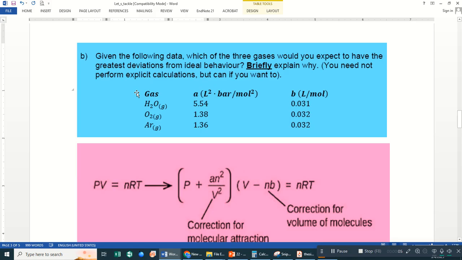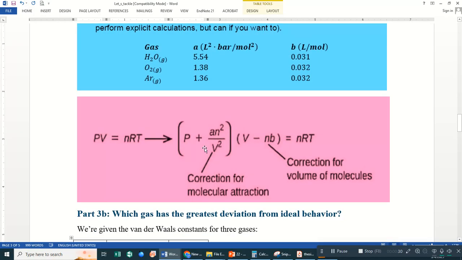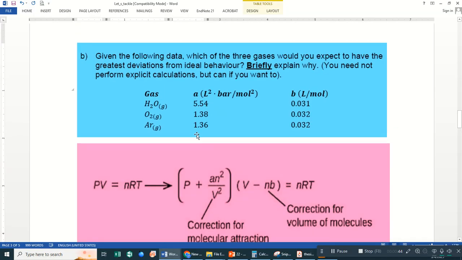In the last video we discussed the van der Waals equation. The next problem is also related to the van der Waals equation, especially the van der Waals constants. We know that in the van der Waals equation, a is the constant related to the pressure correction, and b is the constant related to the volume correction.